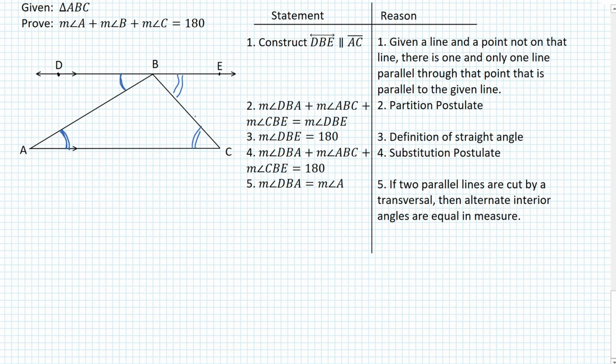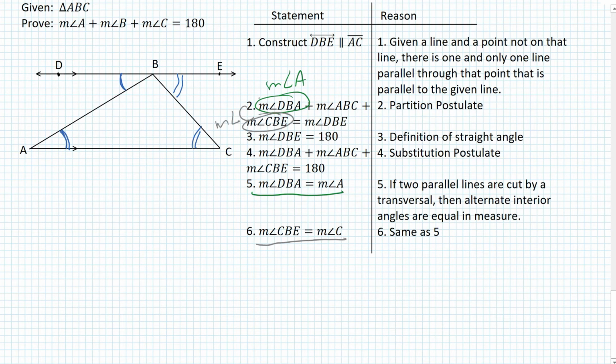Because of the same exact reason as stated before. So now we are stating that the measure of angle DBA is equal to the measure of angle A. But the measure of angle DBA is also here, right? So we can actually replace that with measure of angle A. And in a similar manner, we know that the measure of angle CBE is equal to the measure of angle C. So that means that this angle can be replaced with measure of angle C.